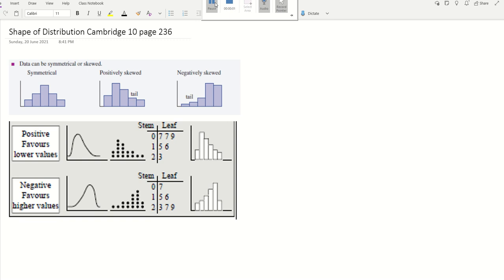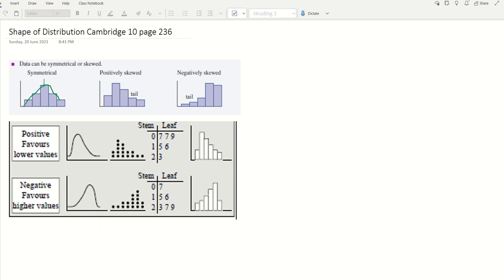Okay, today we're going to have a look at the shape of distribution. So we've been looking at various types of graph which visually allow us to have a look at the shape or range or spread of distribution of data. And so what we're going to look at today is how we describe them. Now, the textbook from Cambridge in year 10 anyway has only really got talking about symmetrically or skewed.